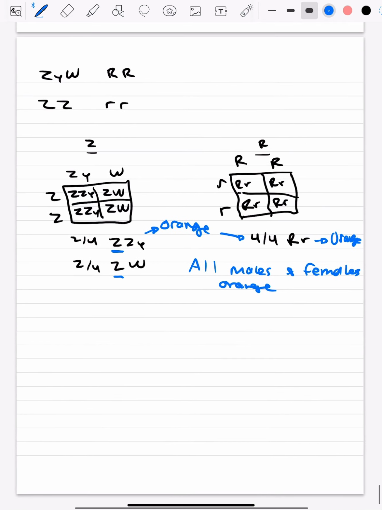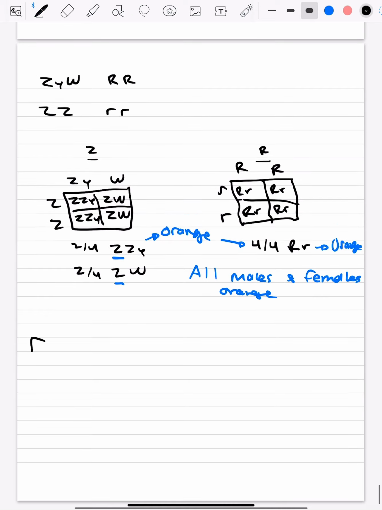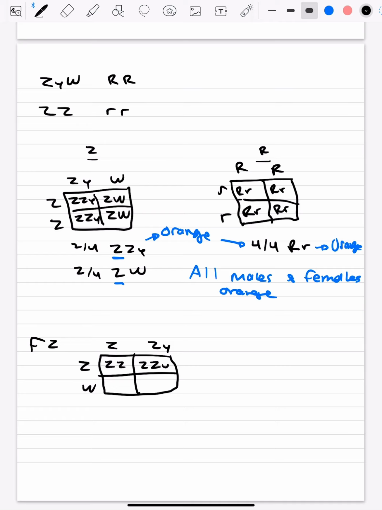Alright, so now we're going to have to try to cross the F1s and get the F2. So we're going to take an individual, a male from the F1. He's going to be Z, ZY, and we're going to cross that with a female from the F1 and she's going to be ZW. So we get Z, Z, Z, ZY, ZW, ZYW, and that gives us 4 different genotypes.